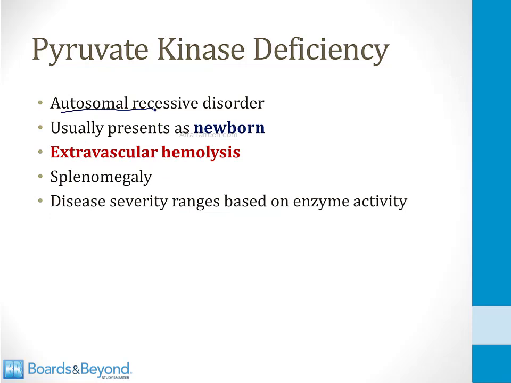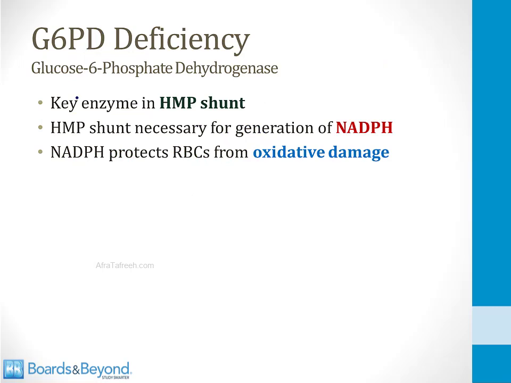This is an autosomal recessive disorder. It usually presents in the newborn period with signs and symptoms of extravascular hemolysis. The hemolysis occurs in the spleen, and thus it is extravascular. The baby will have an enlarged spleen on physical exam, and the disease severity depends on how low their enzyme levels are. So if they have a mild decrease, they may have a mild extravascular hemolytic anemia. If they have a severe decrease in pyruvate kinase, the symptoms can be very serious and life-threatening. Our next intrinsic cause of hemolysis is a deficiency of the enzyme glucose-6-phosphate dehydrogenase, or G6PD.